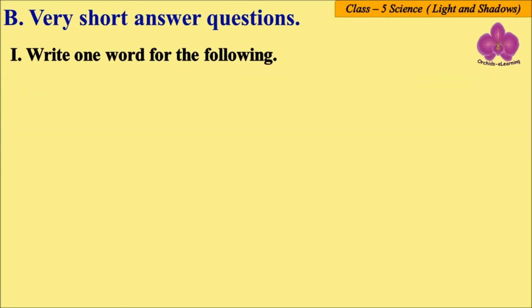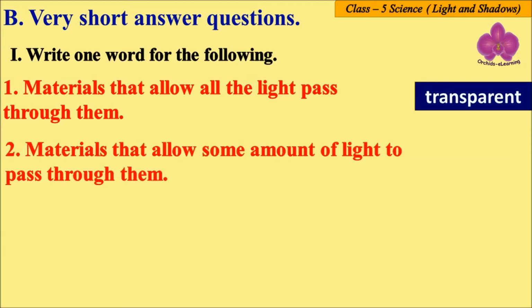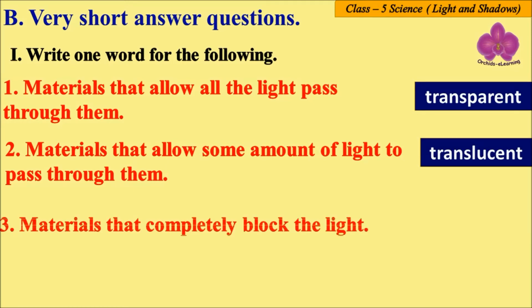Next, write one word for the following. You will get one statement. You need to write only one word answer for that. First one is materials that allow all the light to pass through them. It is transparent materials. Next, materials that allow some amount of light to pass through them. It is translucent materials. Materials that completely block the light. They are opaque materials.